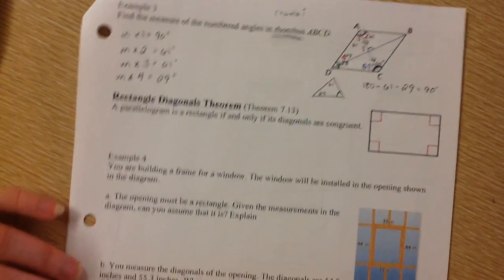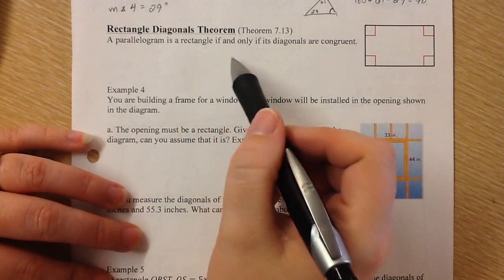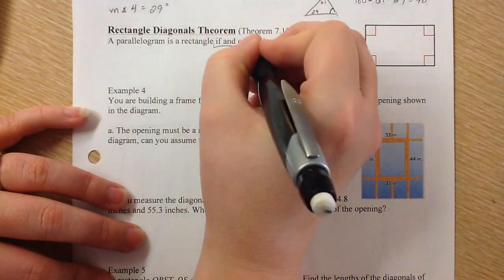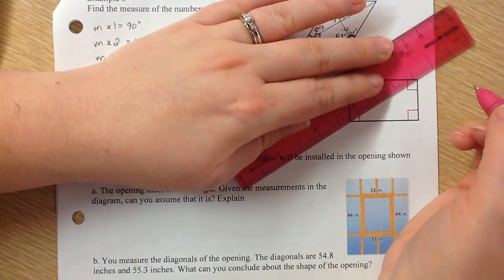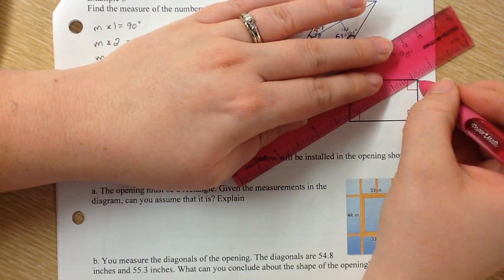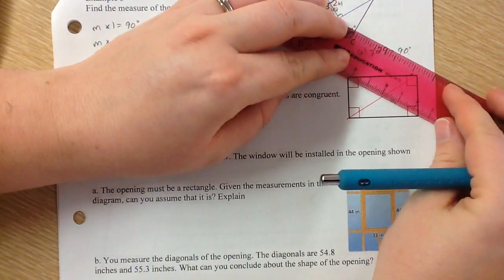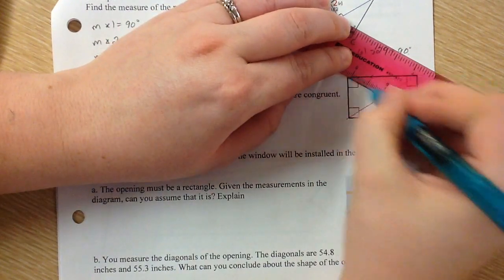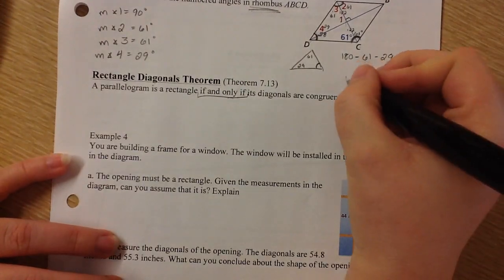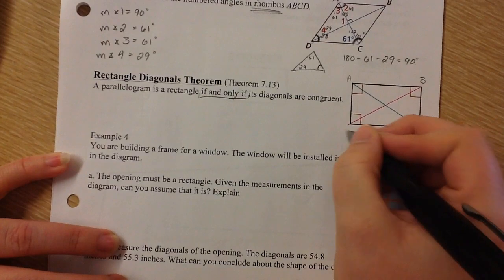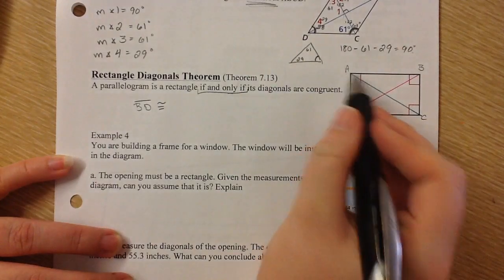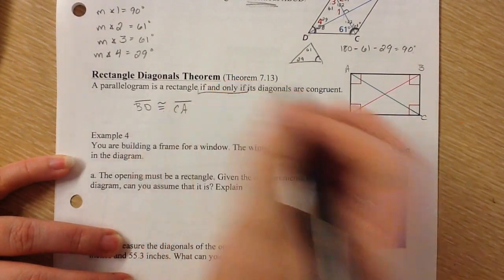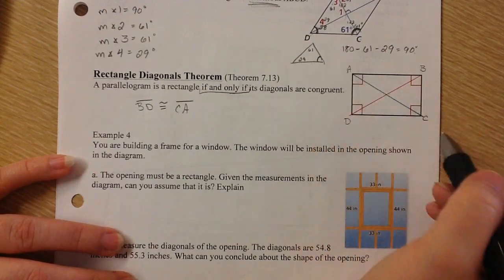Okay. All right, now we have a theorem about rectangles. A parallelogram is a rectangle if and only if, again, biconditional, it goes both ways, its diagonals are congruent. A rectangle is the only type of parallelogram that has congruent diagonals. So if I draw this diagonal in, and this diagonal in, let's label these points A, B, C, D. The diagonal from B to D is going to be congruent to the diagonal from A to C, or CA. The diagonals are congruent.